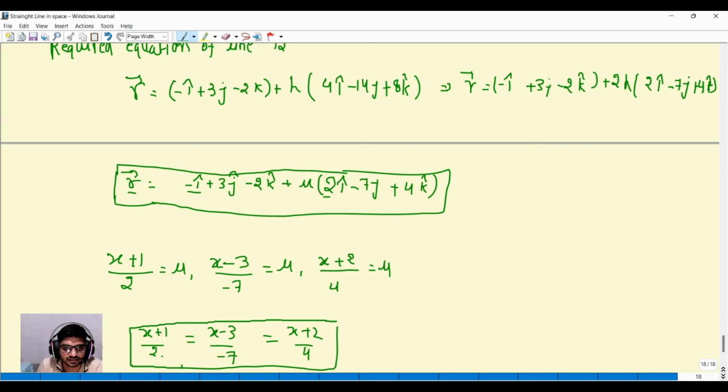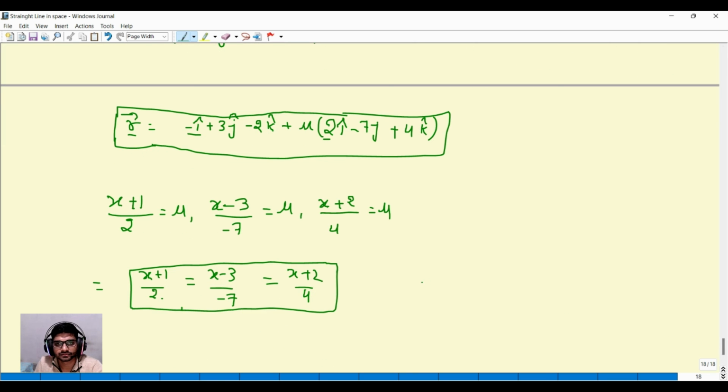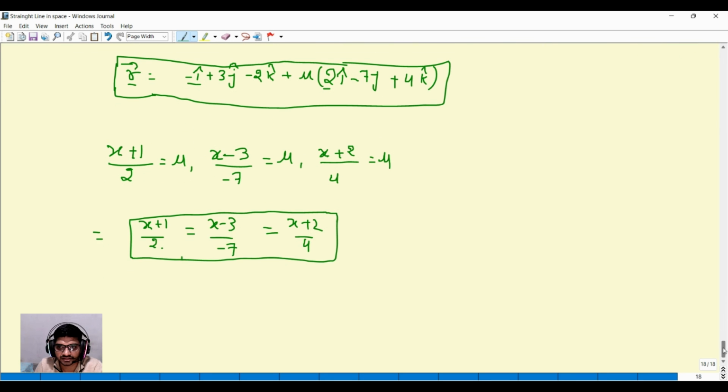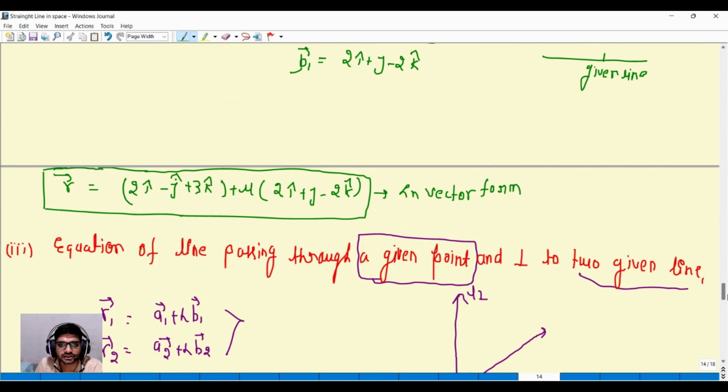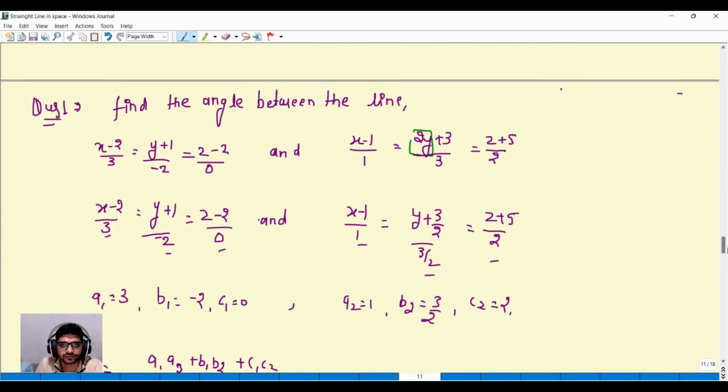Okay, so a special lecture is given, that is lecture number first in the straight line. How to convert Cartesian to vector, vector to Cartesian, and all those things are given in lecture number first and lecture number second. Now we'll move to our fourth topic.